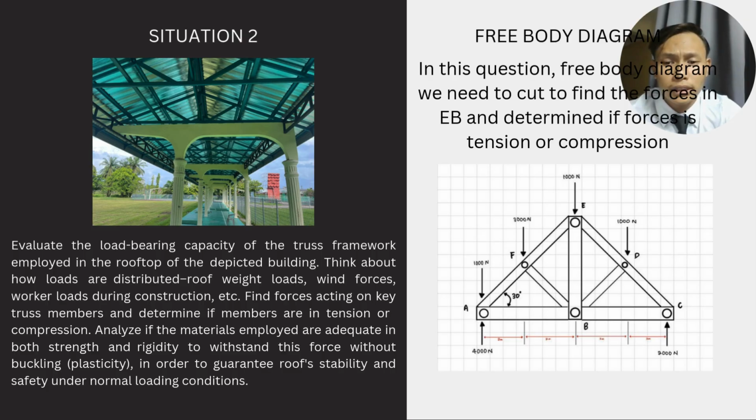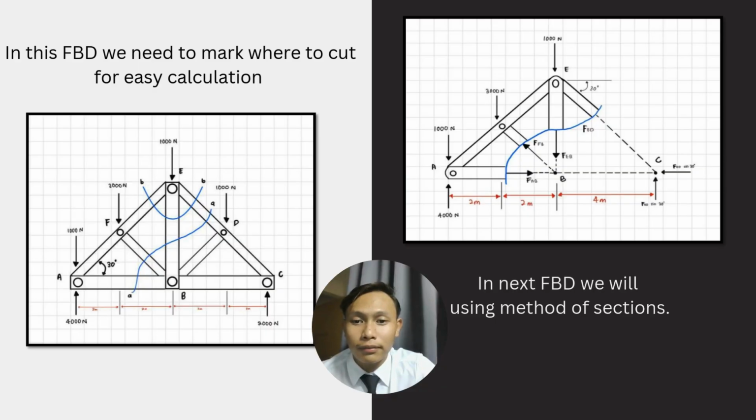From this situation, we need to determine the force in EB of the roof truss and indicate whether the member is in tension or compression. In this question, for the free body diagram, we need to cut to find the forces in EB and determine if the force is tension or compression. For this FBD, we need to mark where we want to cut for the easiest calculation. We have decided to cut at point B and point A.